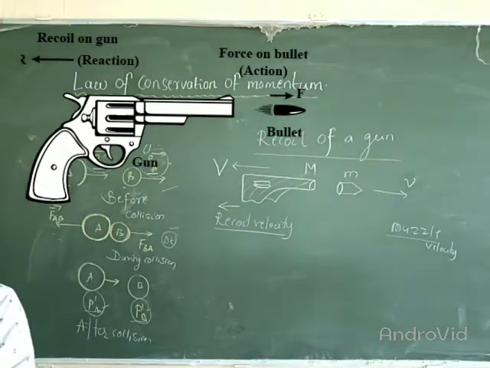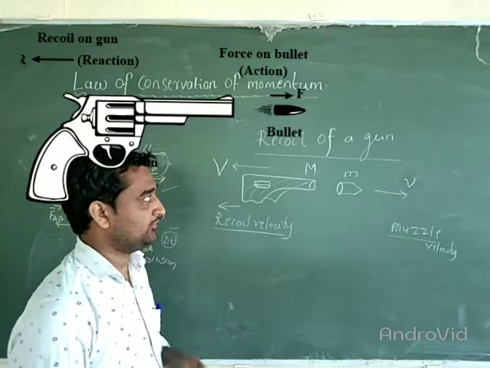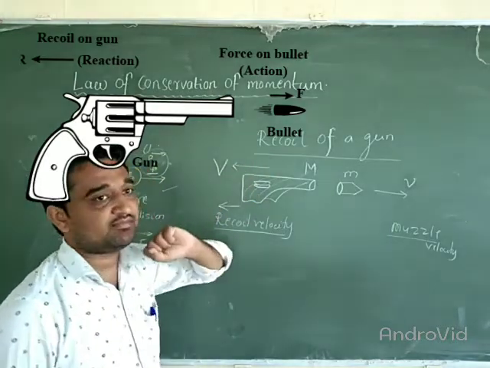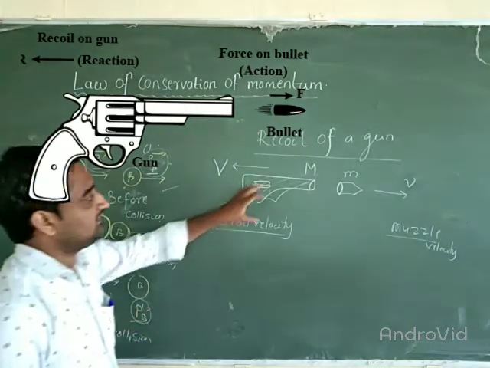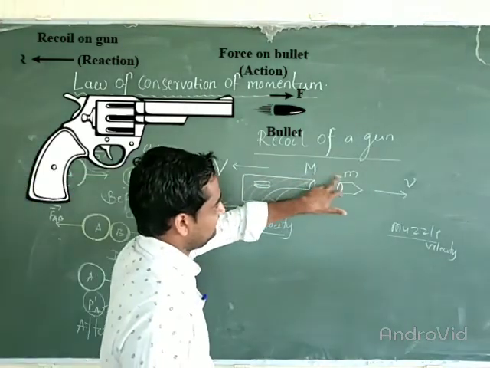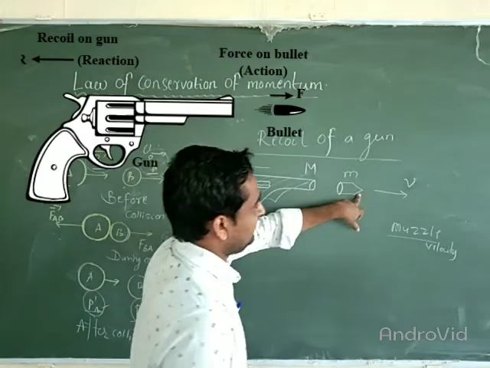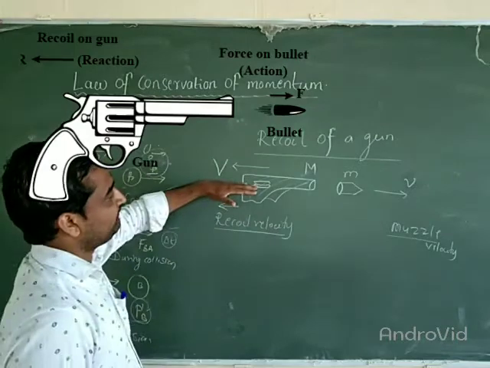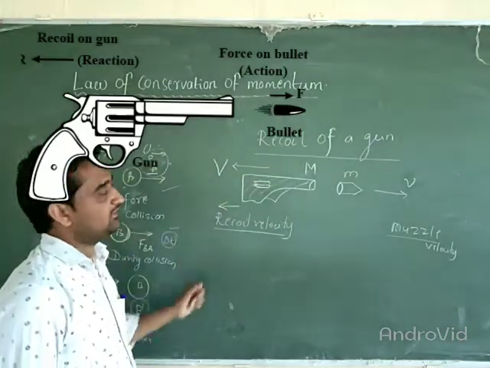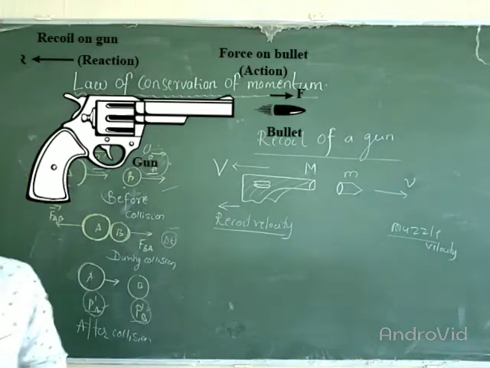Now let us explain the recoil of a gun by considering the law of conservation of momentum. Why are guns made very heavy? Here the mass of the gun is denoted by capital letter M, and the mass of the bullet is denoted by small letter m. After the firing, the bullet moves with velocity v, and the gun moves in the backward direction with velocity denoted by capital letter V.